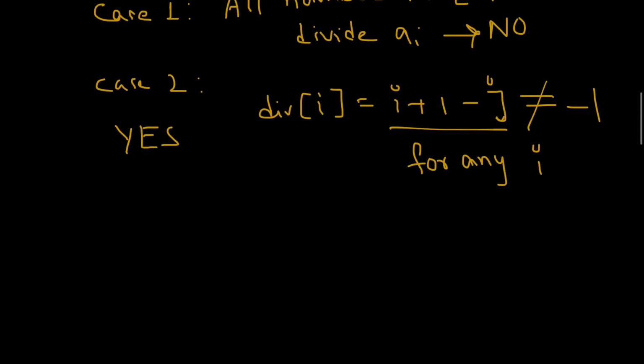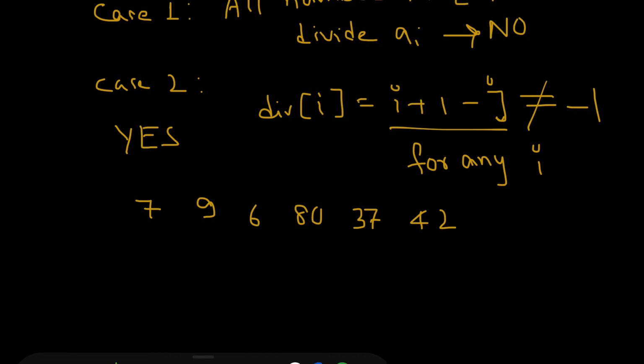For this, let's take a look at an example. Let's say 7, 9, 6, 80, 37, 42. Now I'll simply write the distance here, like how many moves I need.